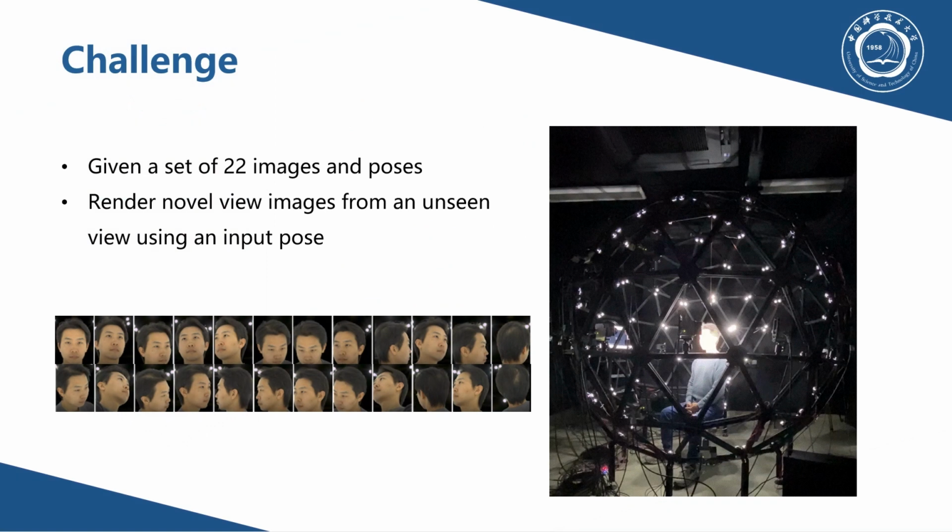Novel view synthesis is a core task in 3D vision. In this challenge, given a set of 22 images and poses, we are required to render images from an unseen view using an input pose. Since NeRF and its follow-up works have shown great success on modeling a scene as a radiance field and enable photorealistic novel view rendering, we explore its potential in face reconstruction in this challenge.